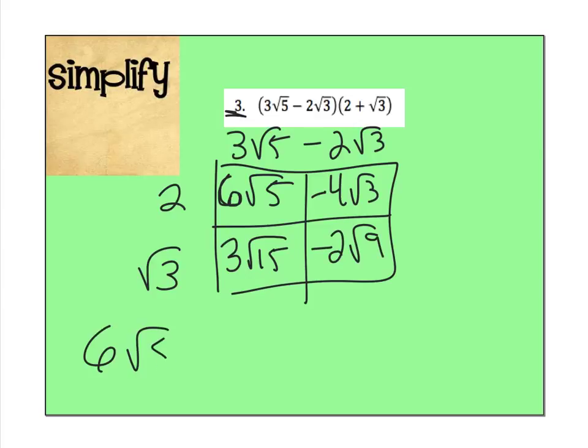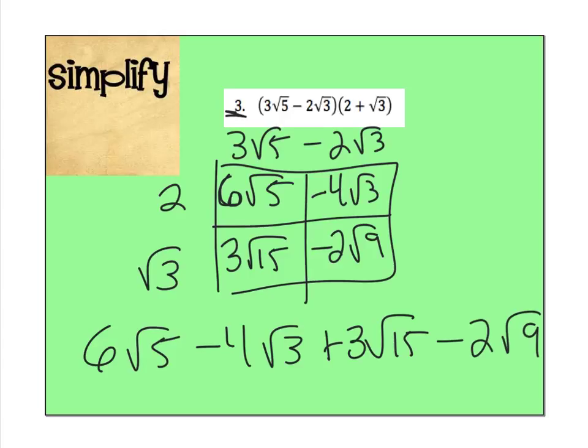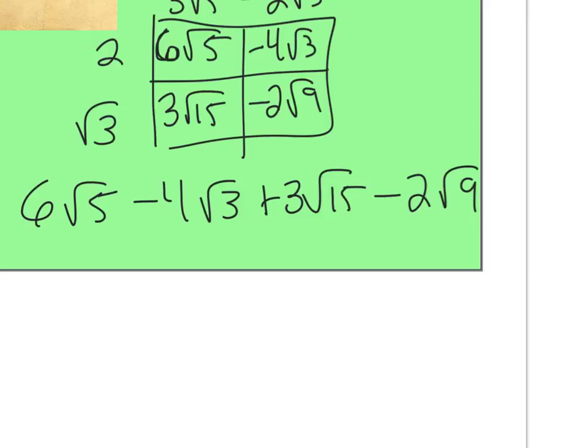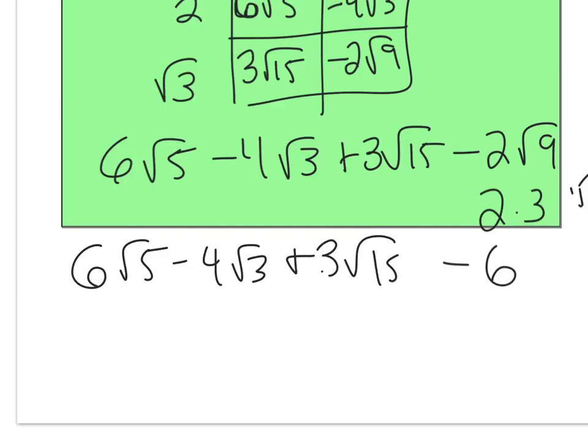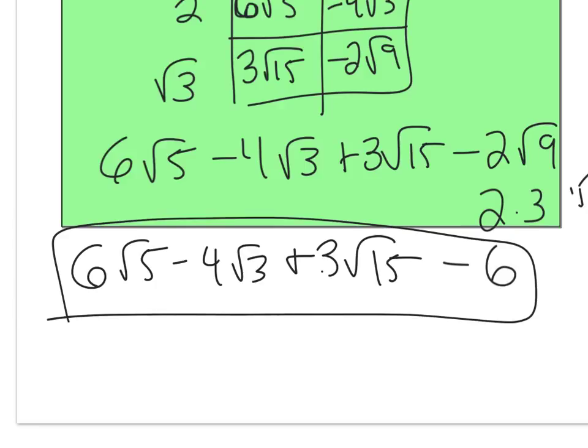So I've got 6 square root of 5 minus 4 square root of 3 plus 3 square root of 15 minus 2 times the square root of 9. But I'm really hoping you caught that square root of 9 equals 3, so that's going to be 2 times 3. A fully simplified answer would be 6 square root of 5 minus 4 square root of 3 plus 3 square root of 15 minus 6. There's my answer. That's not uncommon. That's a pretty common one.